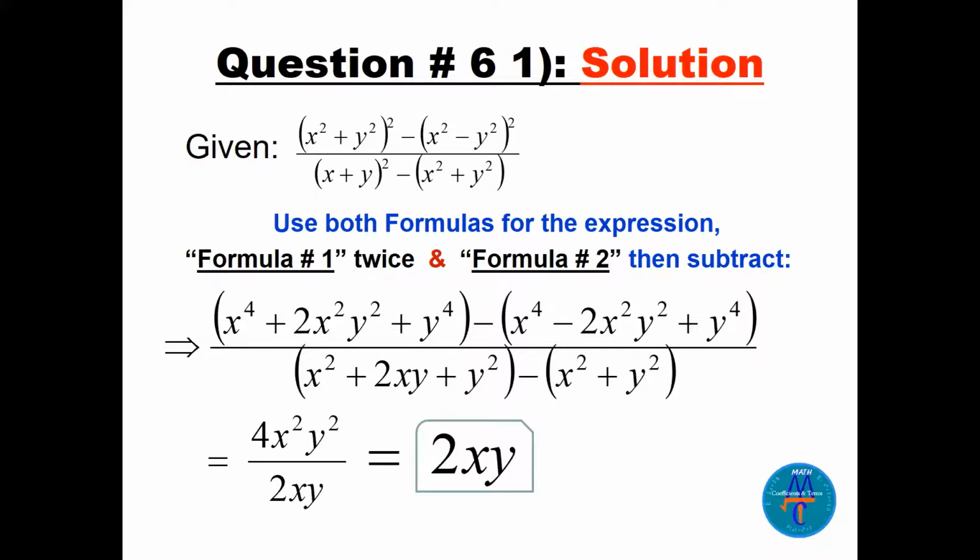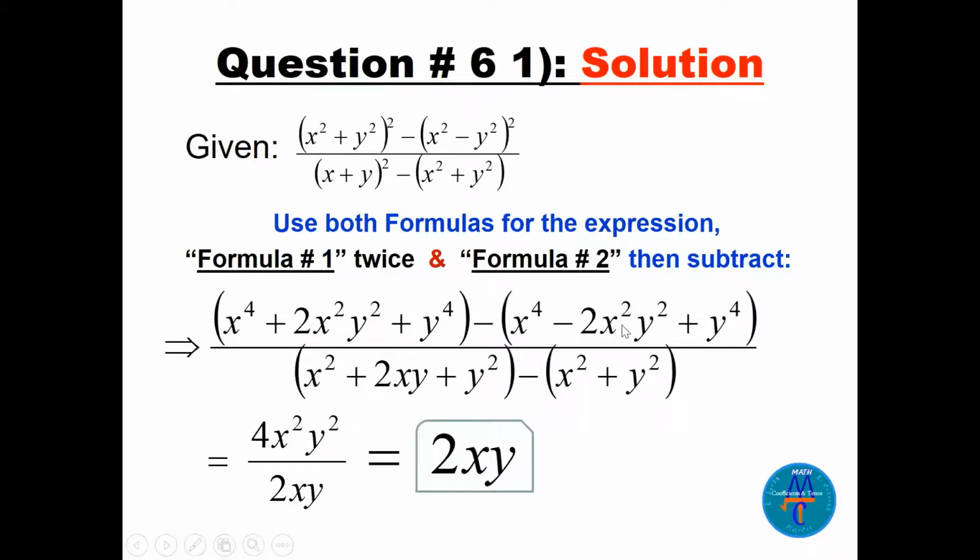Let me tell you why. x squared plus y squared, squared. So we use formula number 1. So this is x power 4 plus 2ab, x squared y squared, plus y power 4. That's formula number 1. Why did I say use formula number 1 twice? Up and down here, because of the plus. The minus, we use one time here, formula number 2.